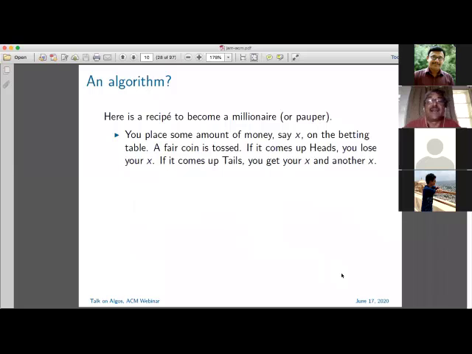Here is a slightly different question. So this is a classic algorithm. Now here is a recipe to either become a millionaire or to become a pauper. You place some amount of money, say X, on the betting table. A fair coin is tossed. If it comes up heads, you lose your X. If it comes up tails, you get 2X. You get your own X and another X.